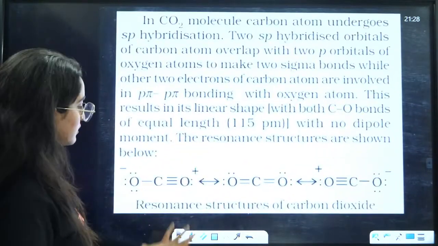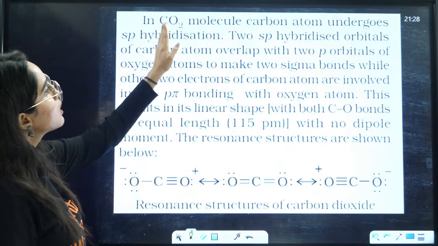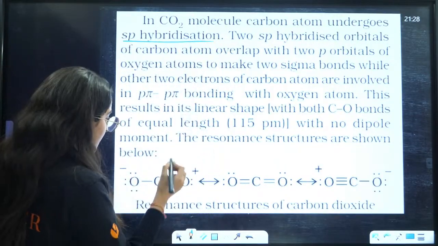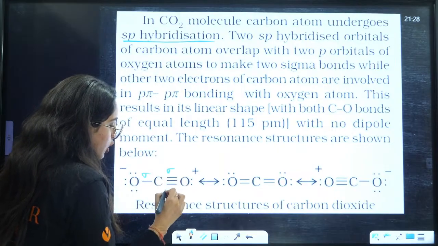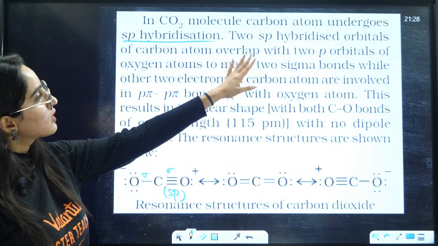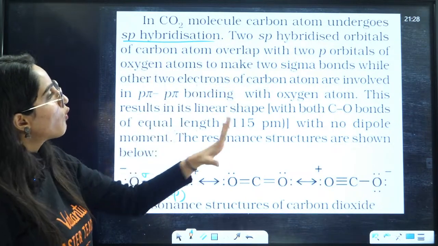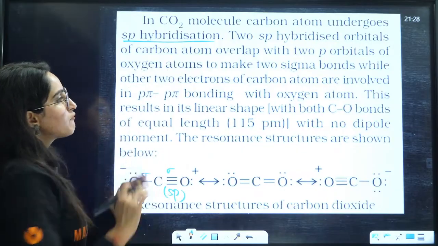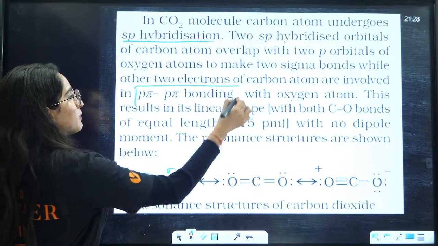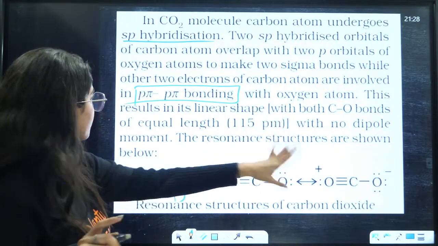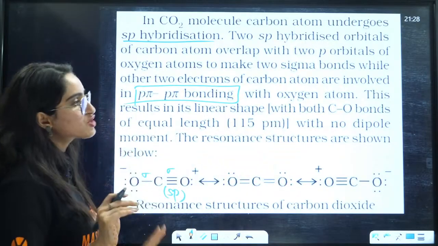So now we are seeing the resonating structure. The carbon in the molecule undergoes sp hybridization. How come? Because this is sigma, this is sigma. Two sigma bonds, it is sp hybridization, right? Two sp hybridized orbitals overlap with two p orbitals of oxygen to form two sigma bonds, while the others will form pi bonding. This we have seen in chemical bonding. This results in linear shape.